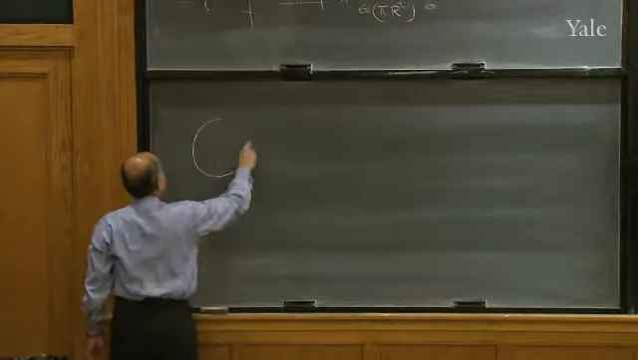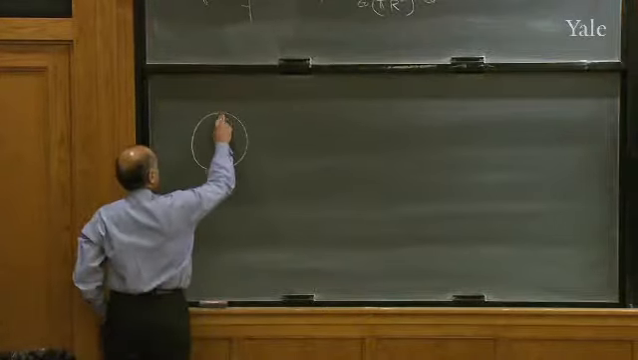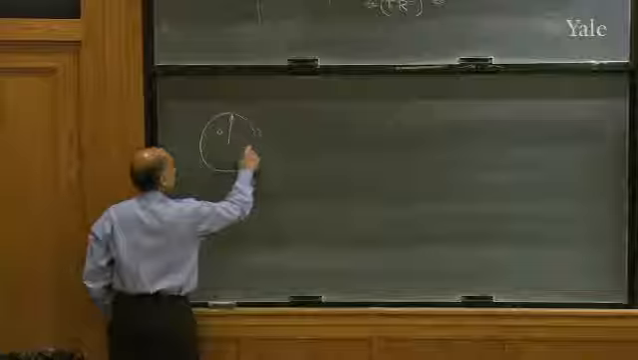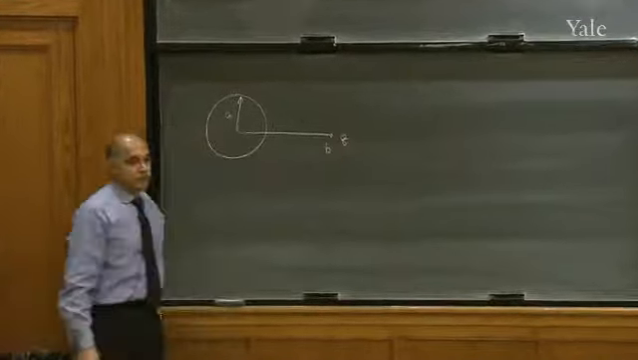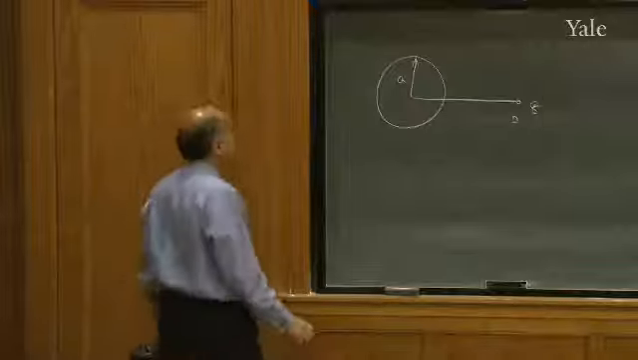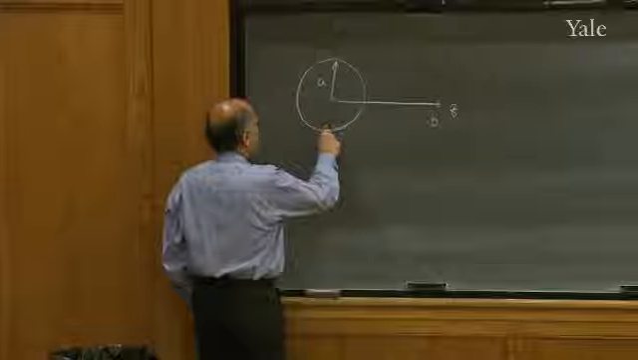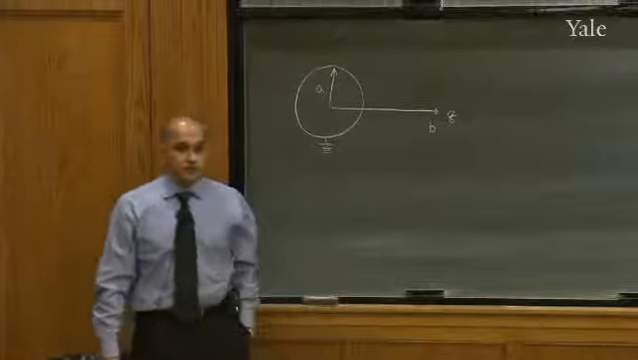I take a sphere of radius a. It's a conducting sphere. And at a distance b, I put a charge q. What will happen now? Again, let me say this is a grounded sphere, meaning it's connected to the Earth. It's maintained at 0 potential.